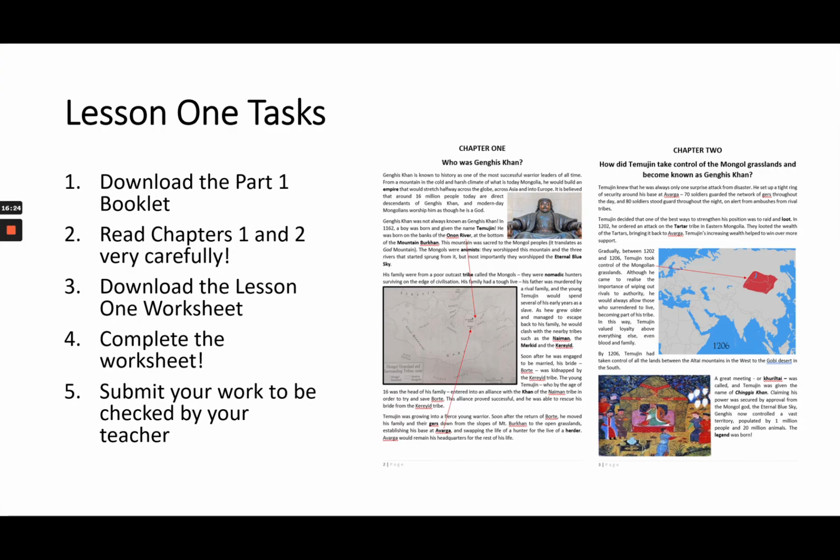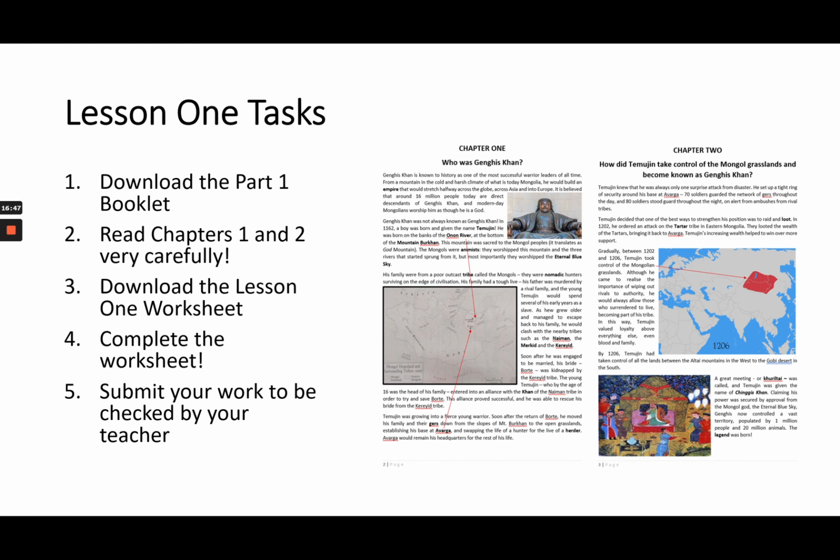Here are your tasks for the first lesson. All of this will be on Teams for you. You need to download the Part 1 booklet. Now, in this booklet, there's about 9-10 pages of information. This tells you everything you need to know for Part 1: what happened during the life of Genghis Khan.